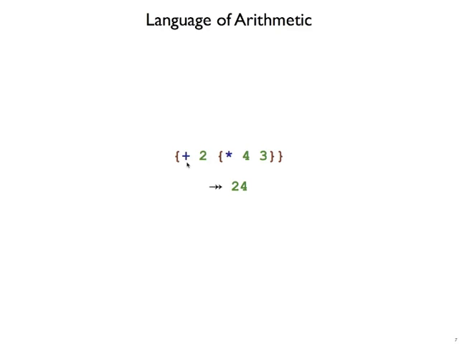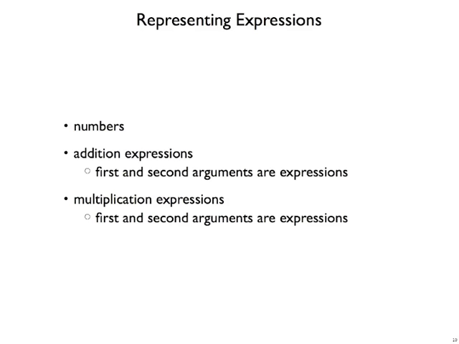This means that in general, plus and times take two expressions, not just two numbers. And the flip side of that is that since 2 is an argument to plus, 2 must be an expression. So numbers by themselves will also be expressions. If you evaluate a number, then you just get that number back. So the kind of expressions we have are either numbers, addition expressions, or multiplication expressions, where addition and multiplication have two expressions as their arguments.